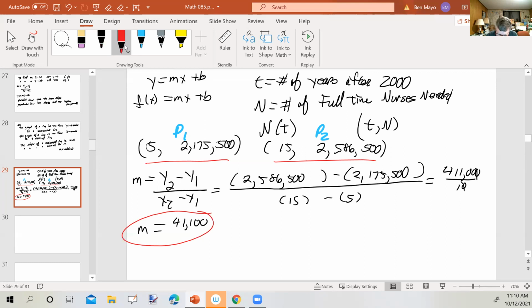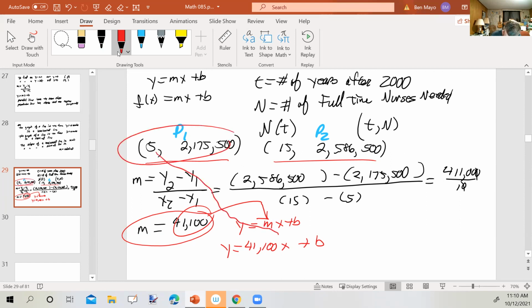Okay. Now, using y equals mx plus b, the slope is going to go in there. So y equals 41,100x plus b. Now I'm going to take one of the ordered pairs. I'll go ahead and take this one. 5 goes in the place of x. 2,175,500 goes in the place of y. So what do I get? I get 2,175,500 equals 41,100 times 5 plus b.